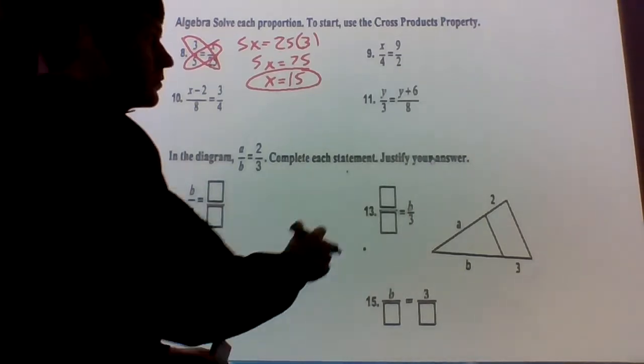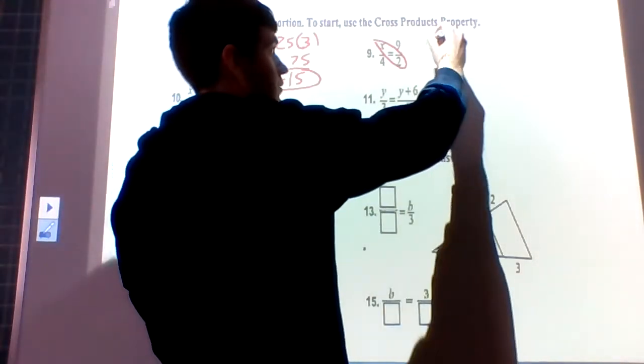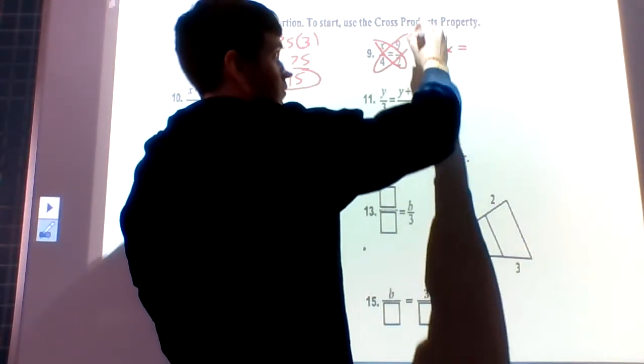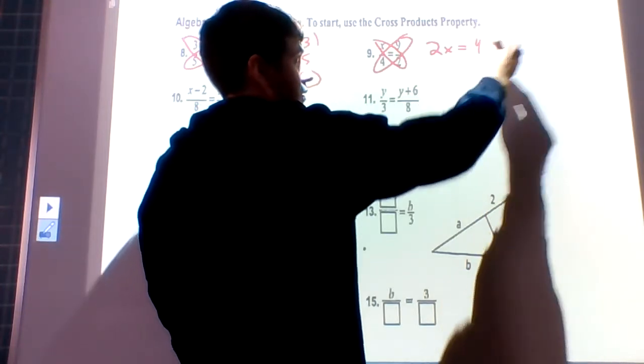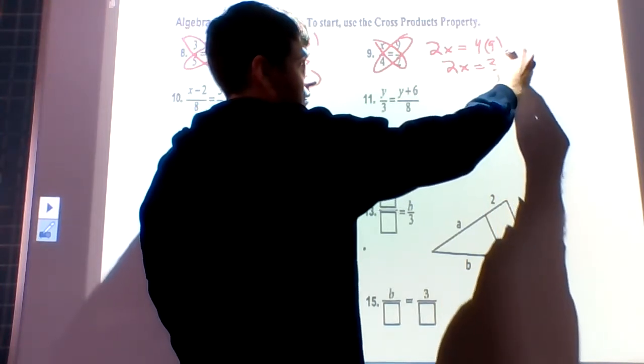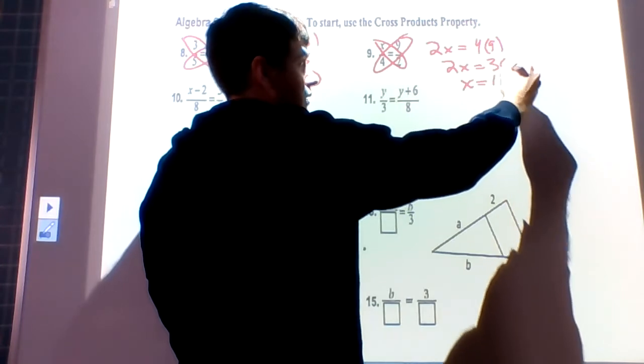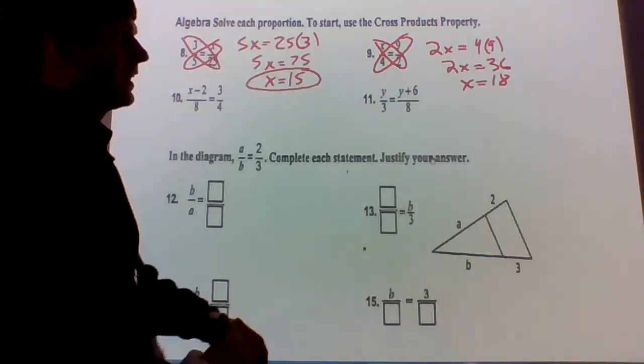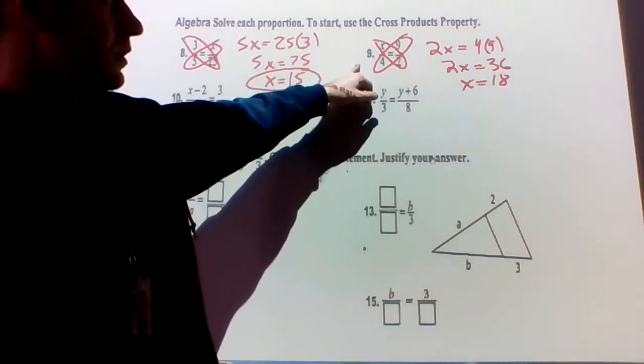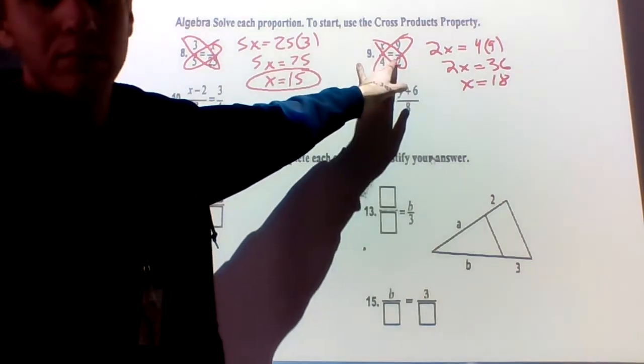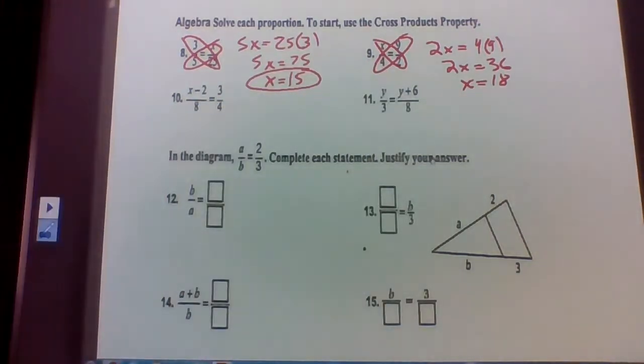Cross multiply here. You get 2x, and then you get 4 times 9. So you get 2x equals 36. Divide by 2, and then x equals 18. If you plug it back in, 18 over 4 reduces to 9 over 2. So those ratios are equal.